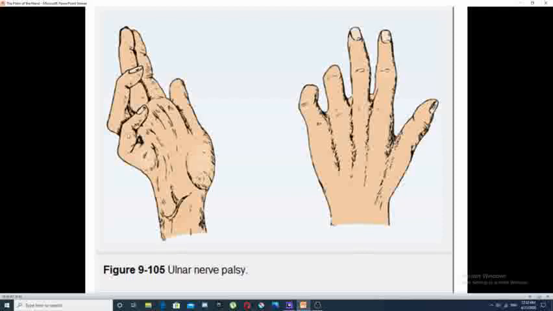By this, we are completing our series of lectures about the anatomy of the upper limb.